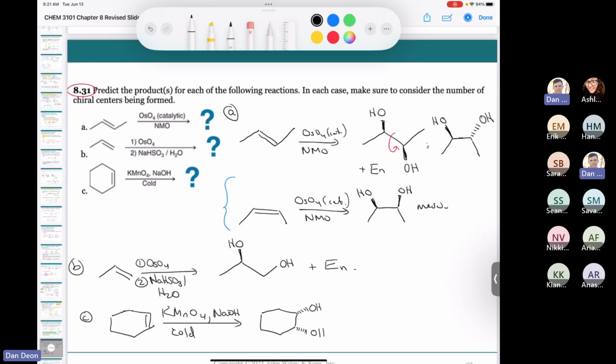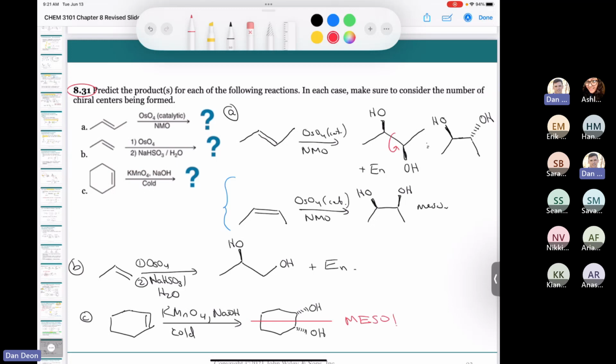What kind of compound is this? This compound that I drew at the bottom. What kind of compound is that? Exactly. Thanks, Kiana. Thanks, Eric. It's a meso compound, isn't it? Yes, 100%. It's a meso compound. All right. There we go.